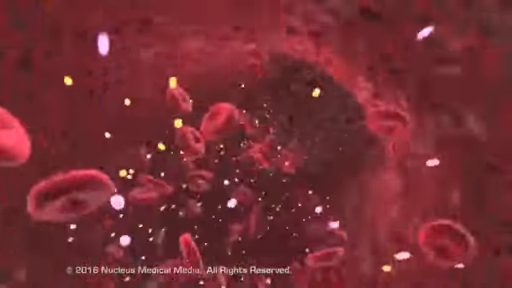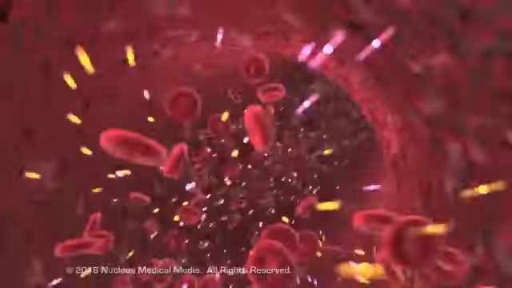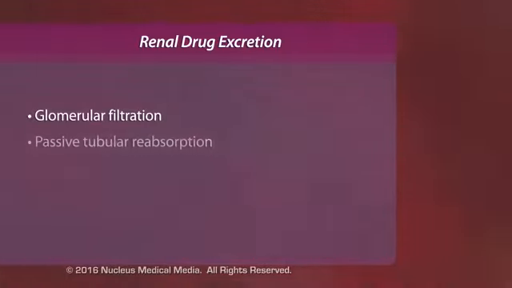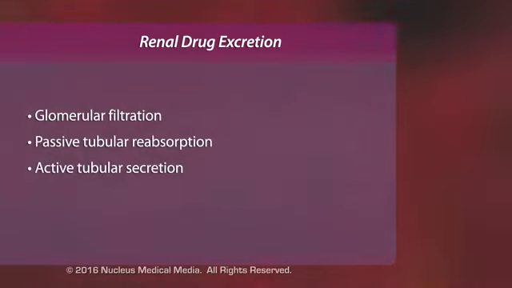Each component plays a role in renal drug excretion, a four-step process that allows the kidneys to filter and eliminate drugs from the body. These steps are glomerular filtration, passive tubular reabsorption, active tubular secretion, and excretion.